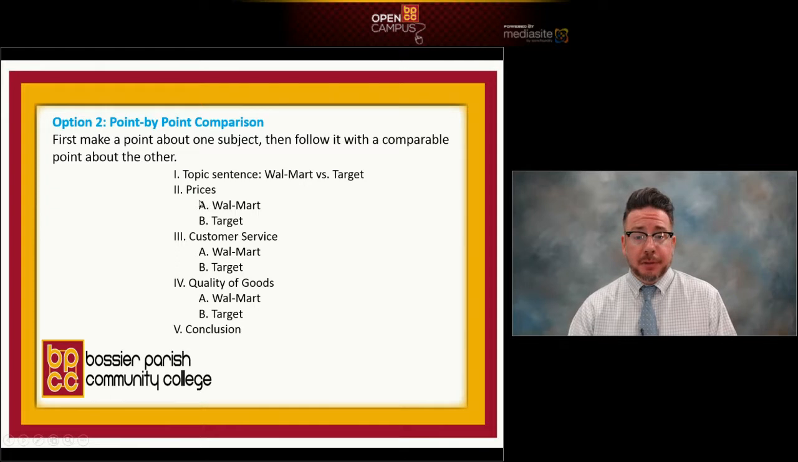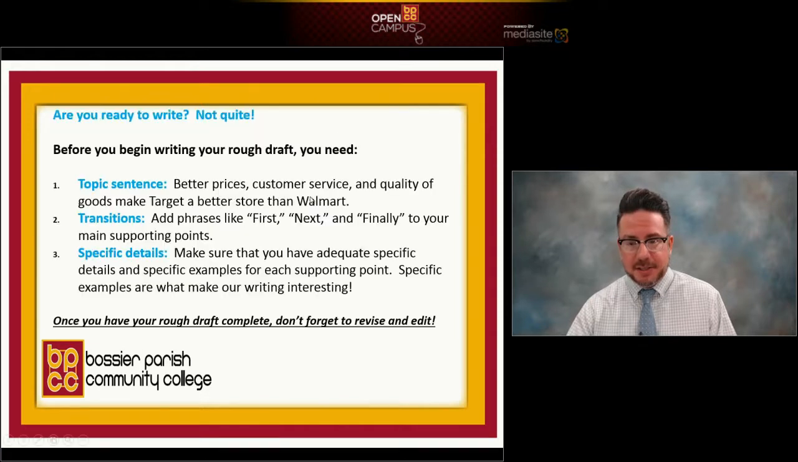Now we have another option, and that's what we call point-by-point comparison, where you first make a point about one subject, then follow it up with a comparable point about the other. Now my topic sentence is going to be the same, regardless of whichever method I use. But here I'm going to have a supporting point about prices. And I'm going to talk about Walmart and then Target. Then customer service, Walmart, Target. Quality of goods, Walmart, Target, and conclusion. It's the same exact information in either method. It's just how we're structuring it that's different.